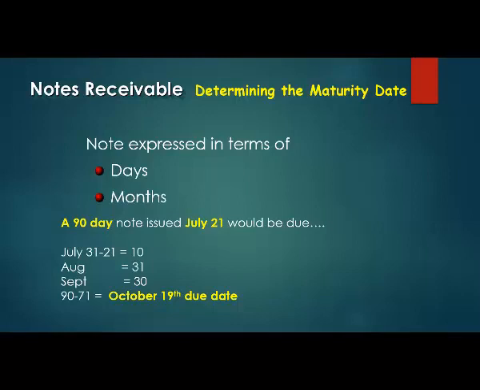How do we calculate that? First, we take the number of days in July minus the issue date of the note, and that gives us 10 days. You do not count July 21st. You just count the difference, which is 10 days. If you counted July 21st, that would actually be 11 days. August has 31 days. September has 30 days, but that's only 71 days. We still need another 19 days to get to the 90 days, and that takes us to October 19th.